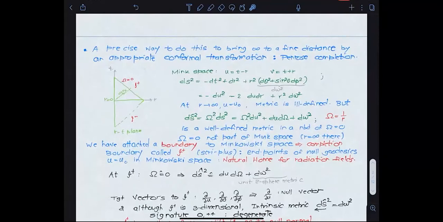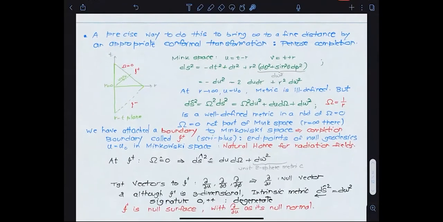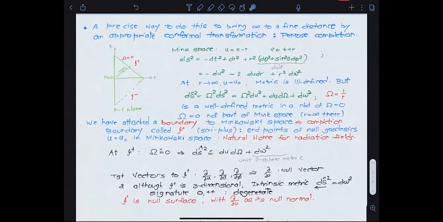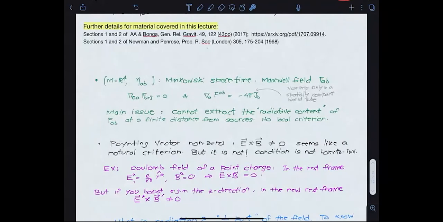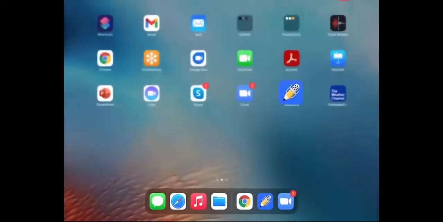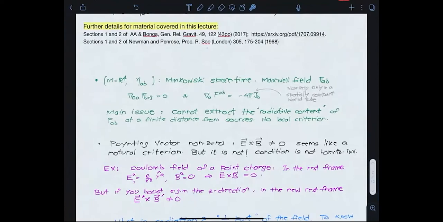And there is a precise way to extract this global concept that I'm talking about, and that is given by Penrose's conformal completion of space-time. So I just have Minkowski space, because we are looking here at a Maxwell field in Minkowski space-time. The manifold is R4, with the Minkowski metric of signature minus plus plus plus. It is just the standard flat metric that we got up here.